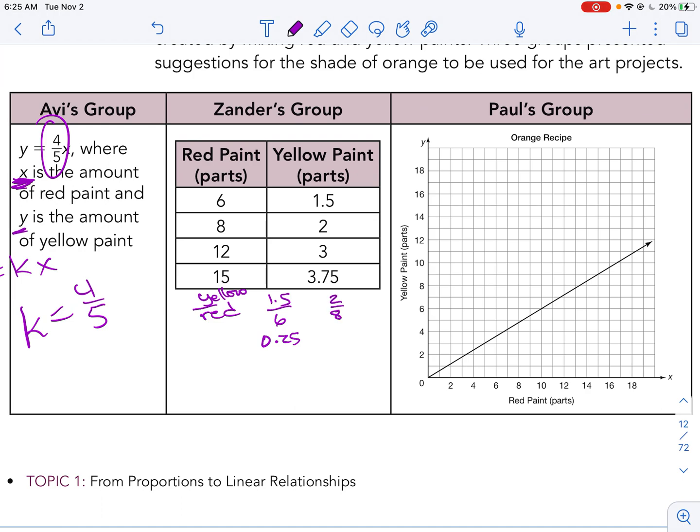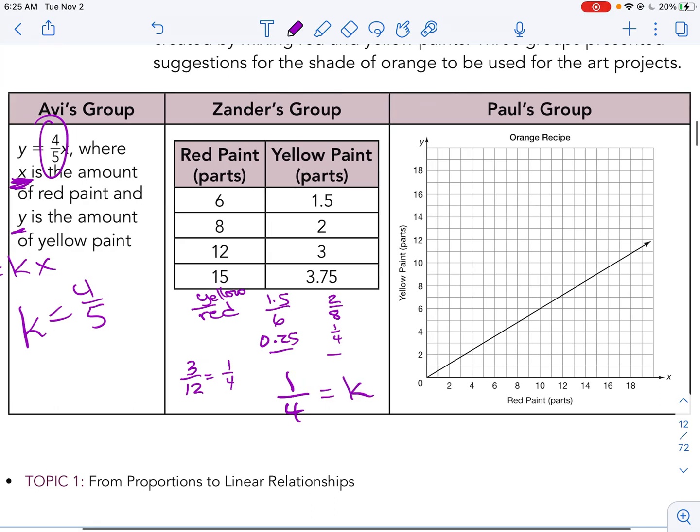If I do 2 over 8, that simplifies to 1/4. Isn't that the same thing as 0.25? 3 over 12, I simplify that, it gets 1/4, same thing. So these are all, oops, I didn't mean to write that. The constant of proportionality on this one is 1/4.